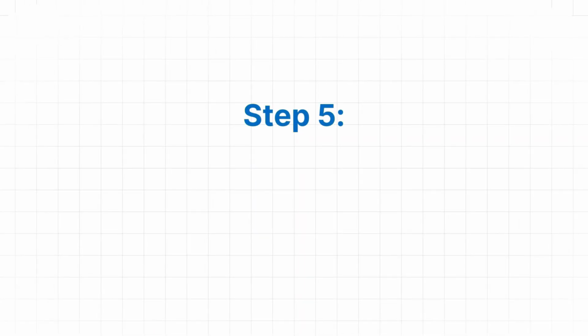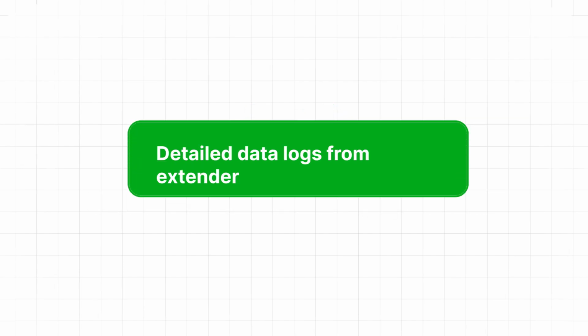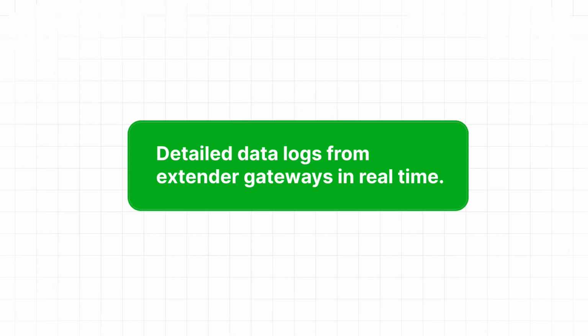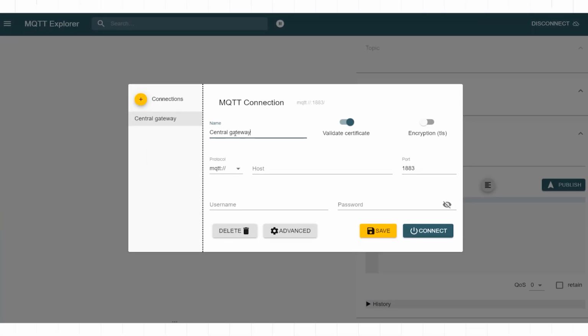Step 5. View data logs on the gateway extender. Finally, we use an MQTT client to connect to the central gateway and view detailed data logs from extender gateways in real time. First, create a new connection. Enter the central gateway's IP address and port 1883, and keep authentication and TLS turned off.